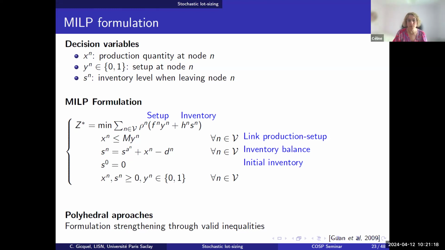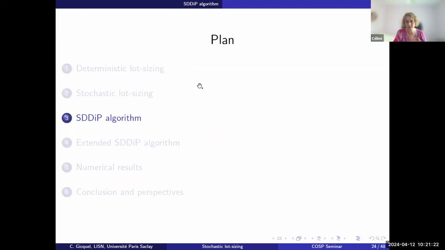So this is why we tried to implement a recently introduced algorithm in the literature, which is the SDDiP. For those who know it, the SDDiP algorithm is a direct extension of the SDDP algorithm, which is well known for multi-stage linear programming, to the case where we have integer variables or binary variables in the problem.